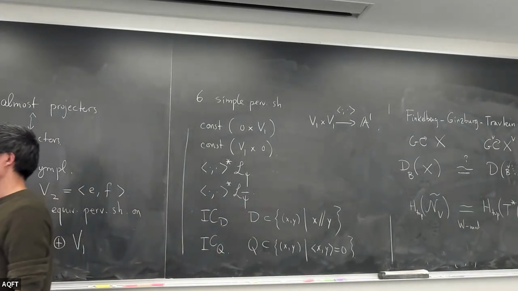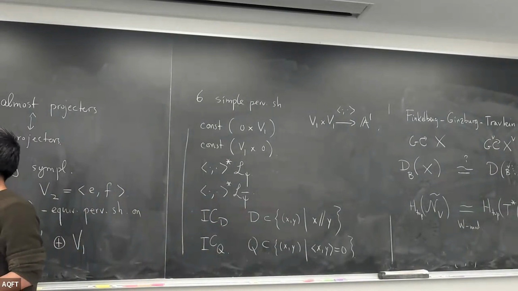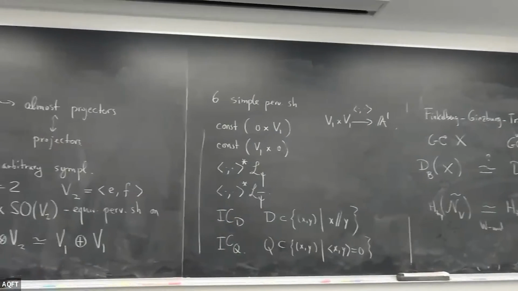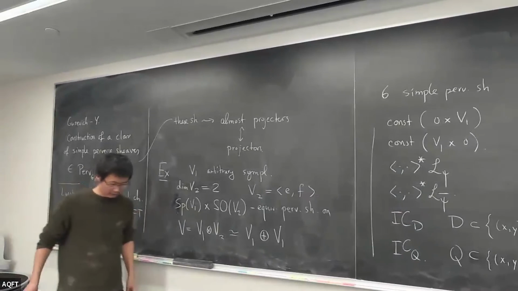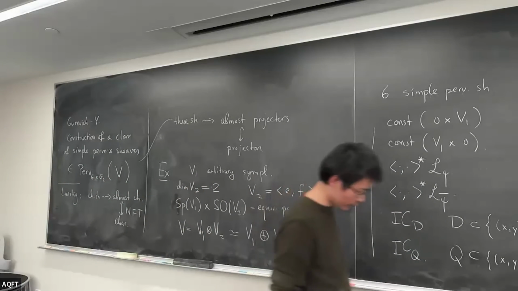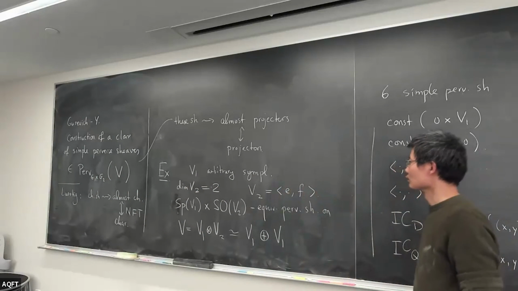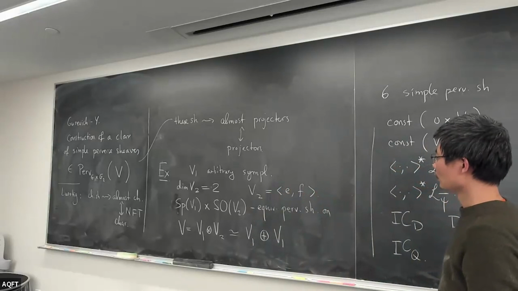So can you discuss how this is related to the Lie superalgebra OSp(V1 plus V2)? Yeah, I mean, only in a very superficial way. I understand this V is the odd part of the superalgebra.